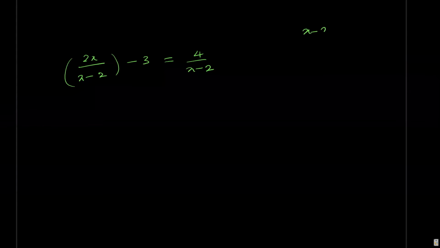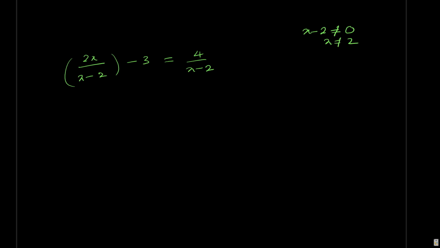Now let's say we have 2x over x minus 2 and then minus 3 equals 4 over x minus 2. Okay, the first step by observation, you can take your denominators and make them 0, so you get x equal to 2. Actually your denominator can't be 0, so x can't be 2.